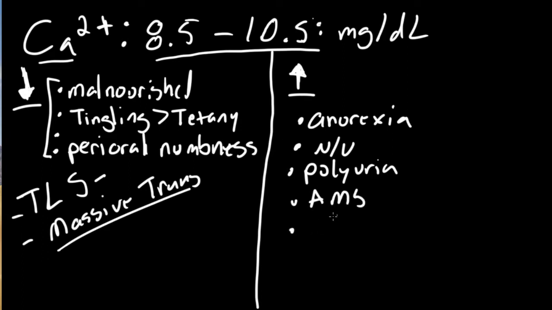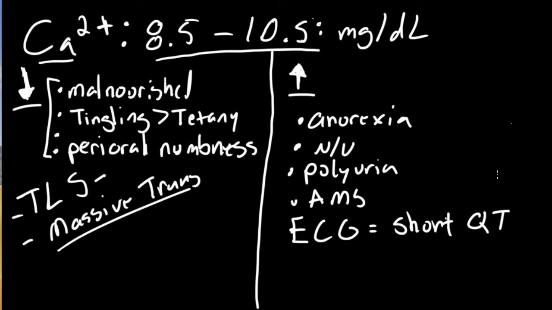And also, their ECG could show a shortened QT interval. Short QT interval. There we go. Okay? So that's calcium in a nutshell. Hypocalcemia, hypercalcemia. Some of the things you might witness on assessment. Okay? Let's move on to magnesium. We're almost done here.